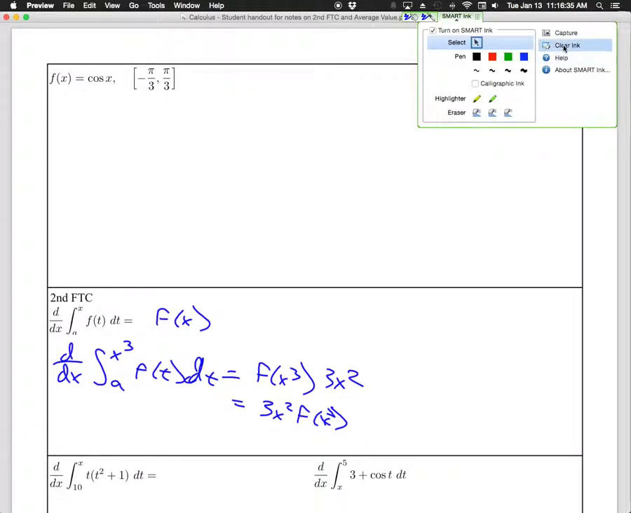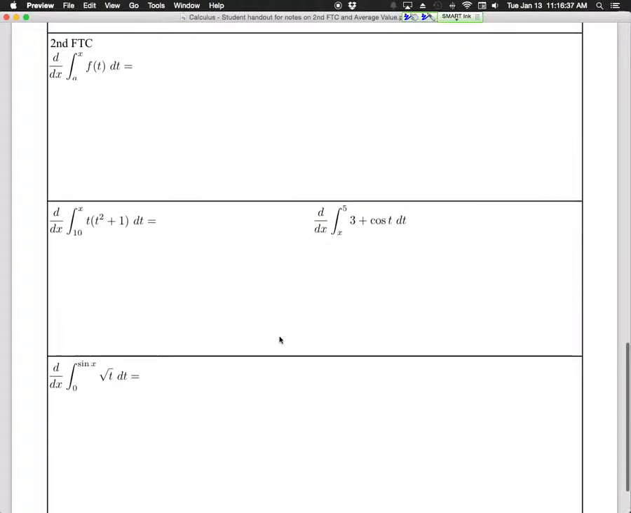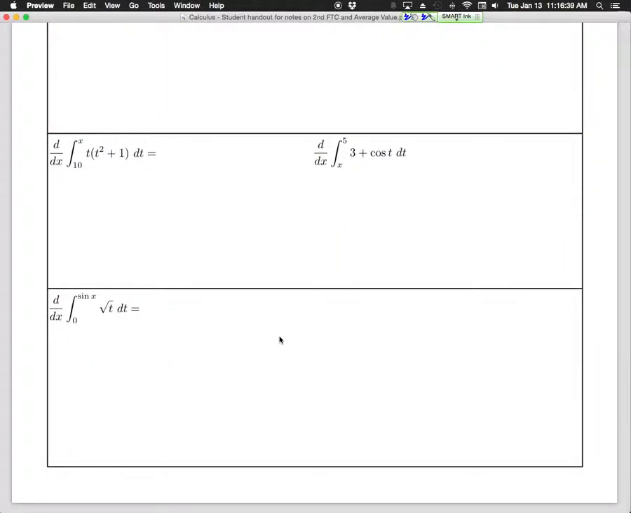So let's look at these three examples. You said there's two other things you might see. Well, the other one's in there; you'll see it in just a second. The derivative of the integral from 10 to x of t times t squared plus 1. What is that equal to? x times x squared plus 1. That's it. Nailed it.